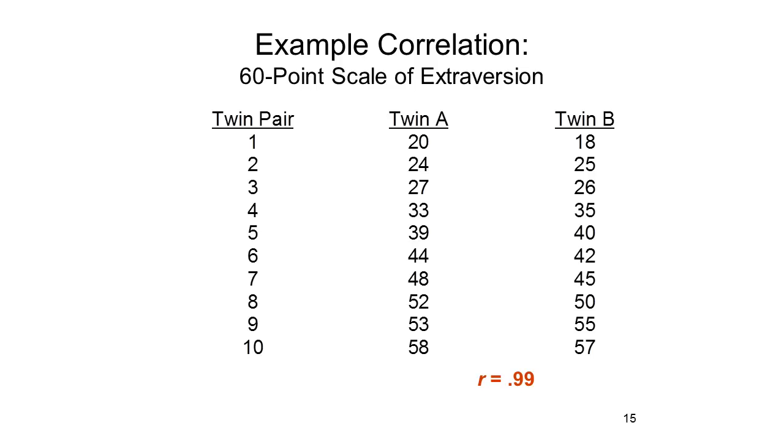It's not perfect, but in general, individuals with low scores have twins with low scores. Individuals with high scores have twins with high scores. In fact, if you calculate the correlation, it is almost but not quite perfect, a correlation of 0.99.